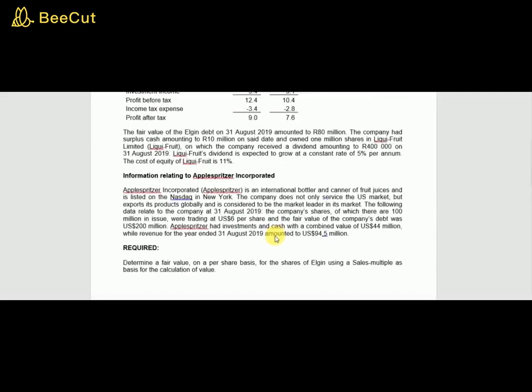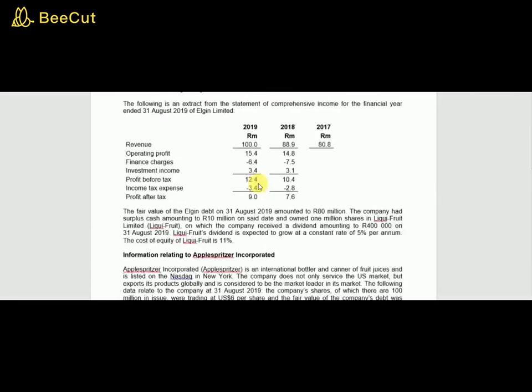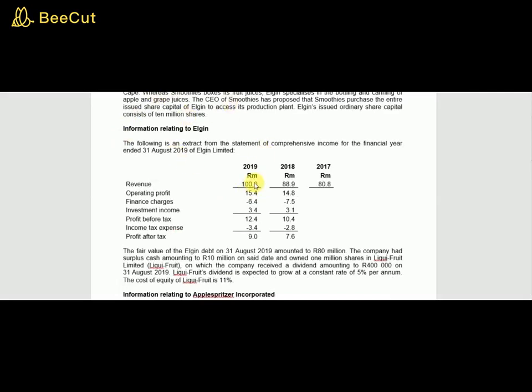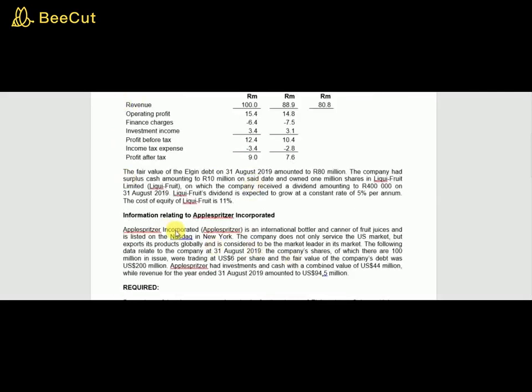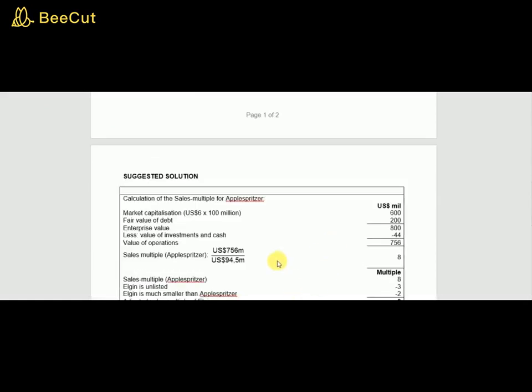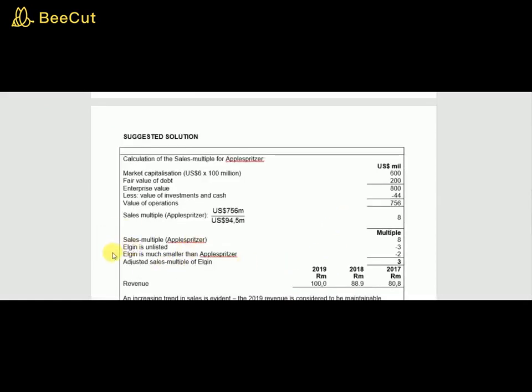Now, once I've got my multiple at 8, that takes into account my comparable listed entity. The next step is I need to adjust for known differences between Apple Spritzer and Algen. So yes, this is a similar listed entity, but I still need to make those once-off adjustments. So what adjustments do I make in this example? The fact that Algen's unlisted, much smaller than Apple Spritzer, and you can put a couple more points down there if you deem them to be necessary.